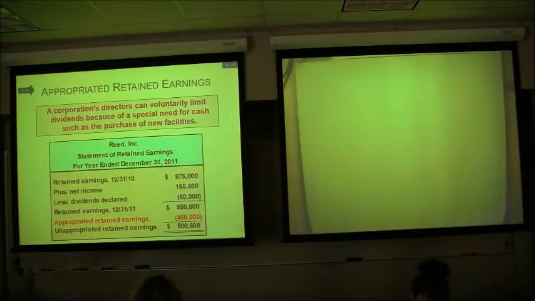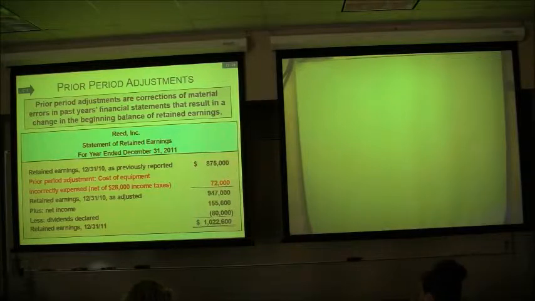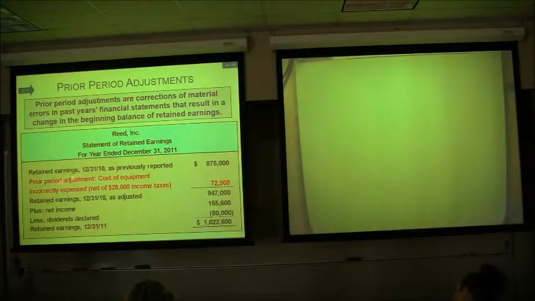Here's another statement of retained earnings. On this one, again it starts, here's retained earnings previously reported. Now they discovered an error last year, an error on the income statement, right? So here's where they make the correction. Prior period adjustment means they made an error they discovered. Cost of equipment incorrectly expensed, net of $28,000. So it was really like a $100,000 error, but $28,000 in taxes.